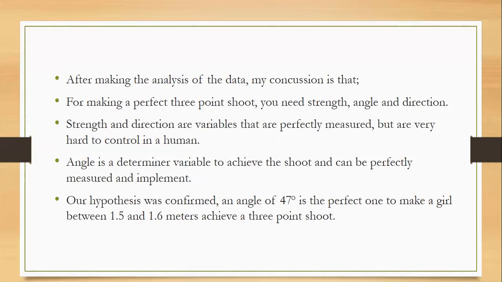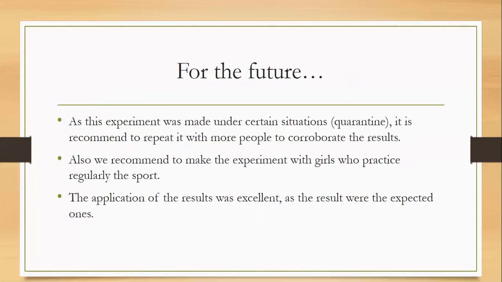But the angle is something that can be the difference in a shot, and it is perfectly controlled in a human. So the angle is a determining variable. And after all, our hypothesis was confirmed. An angle of 47 degrees is a perfect one to make a girl between 1.50 and 1.60 meters achieve a three-point shot. For the future, we recommend making the experiment with more girls.